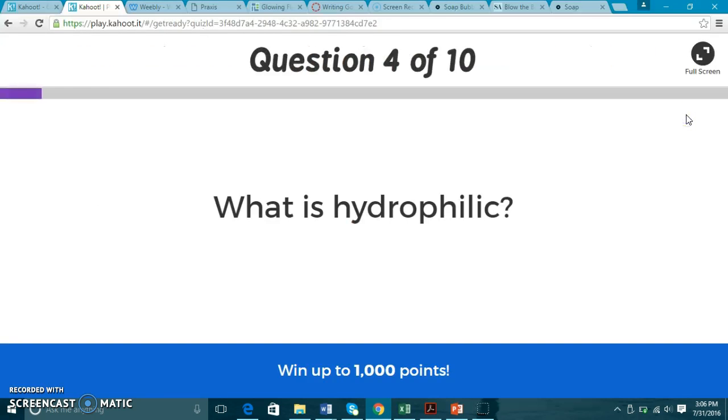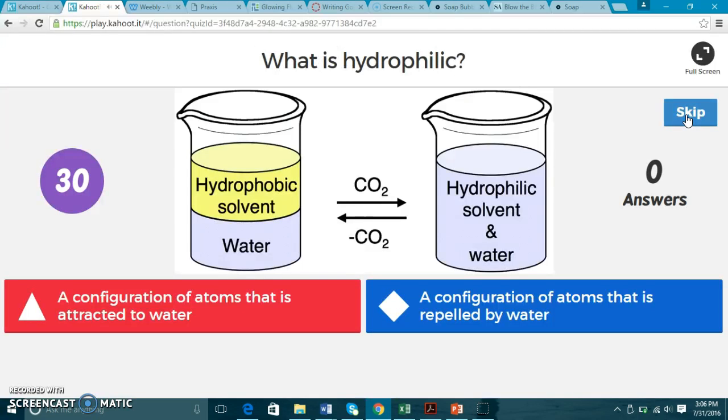I'll push next. What is hydrophilic? Red, a configuration of atoms that is attracted to water, or blue, a configuration of atoms that is repelled by water.